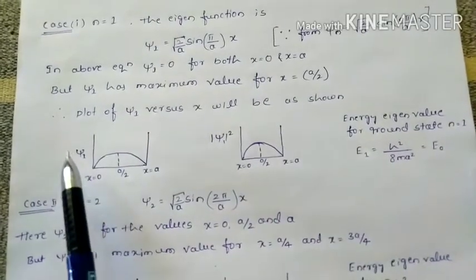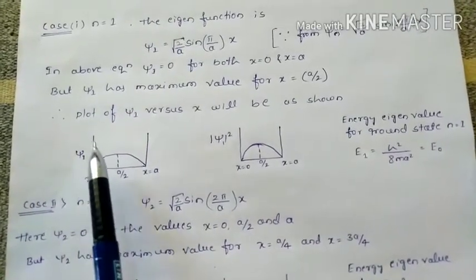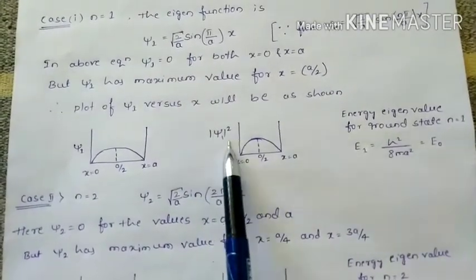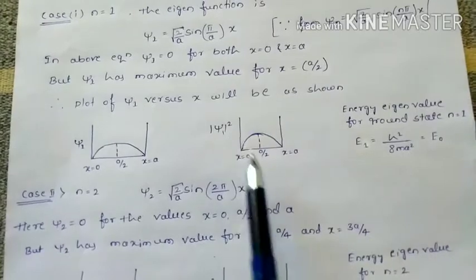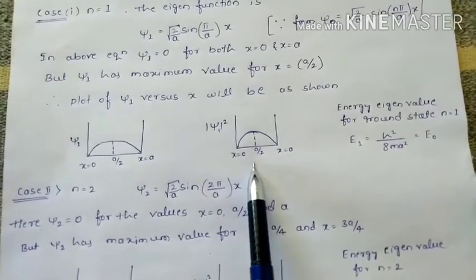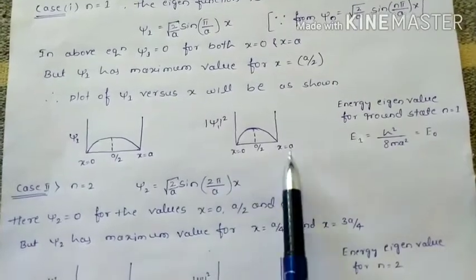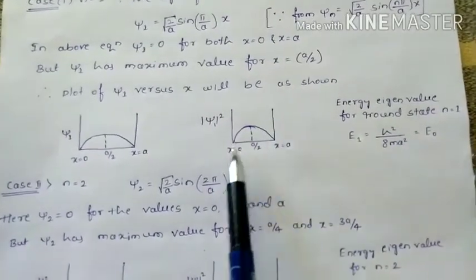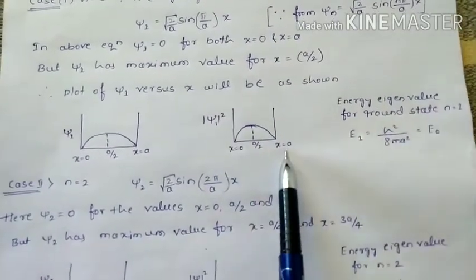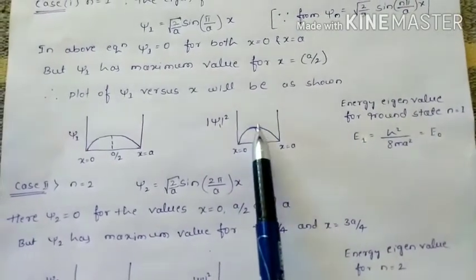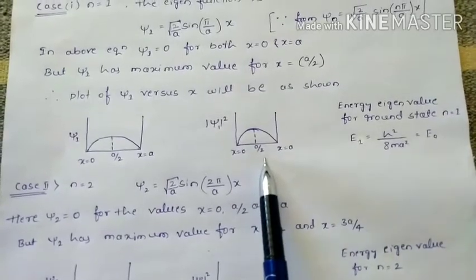Now similarly, if I take the modulus of psi 1 square, that is the probability density. When I take the probability density, the probability density versus x will be plotted like this. For x is equal to 0 and x is equal to a, the probabilities will be less, and at the center the probability is going to be more.